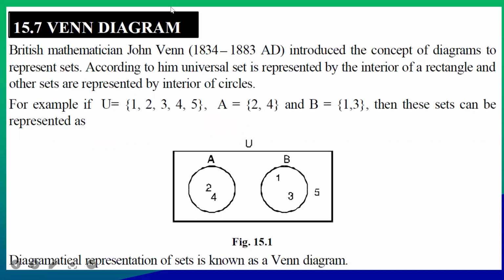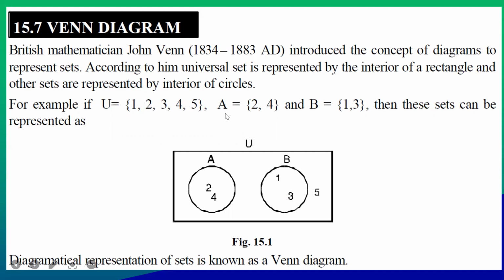Okay, next, Venn diagram. We use Venn diagram class to show the representation of sets. British mathematician John Venn introduced the concept of diagrams to represent sets. According to him, the universal set is represented by the interior of a rectangle and other sets are represented by the interior of circles. For example, here, the universal set, we have 1, 2, 3, 4, and 5.